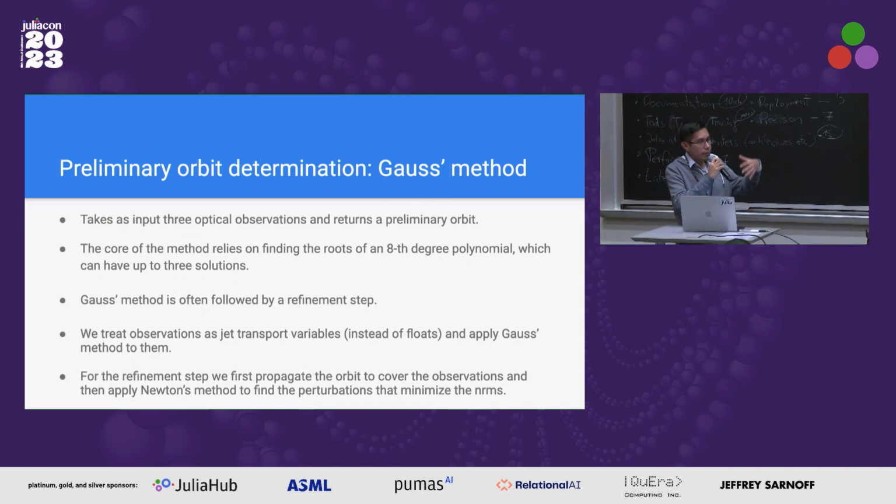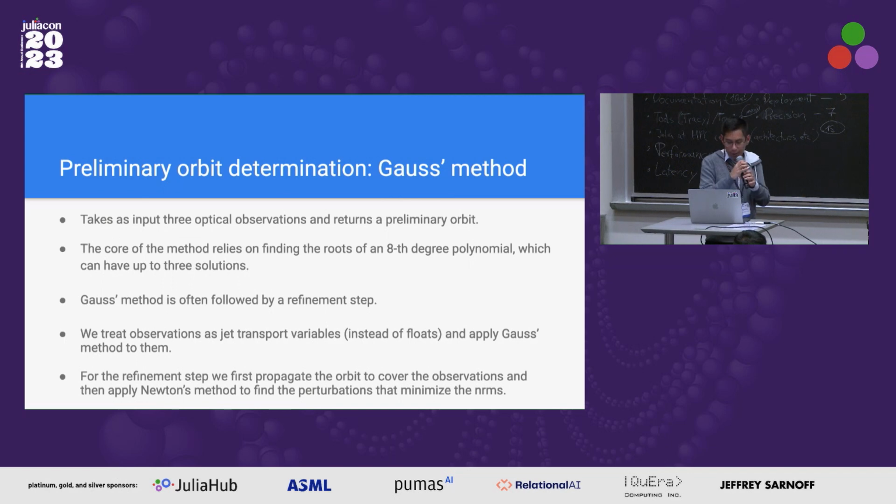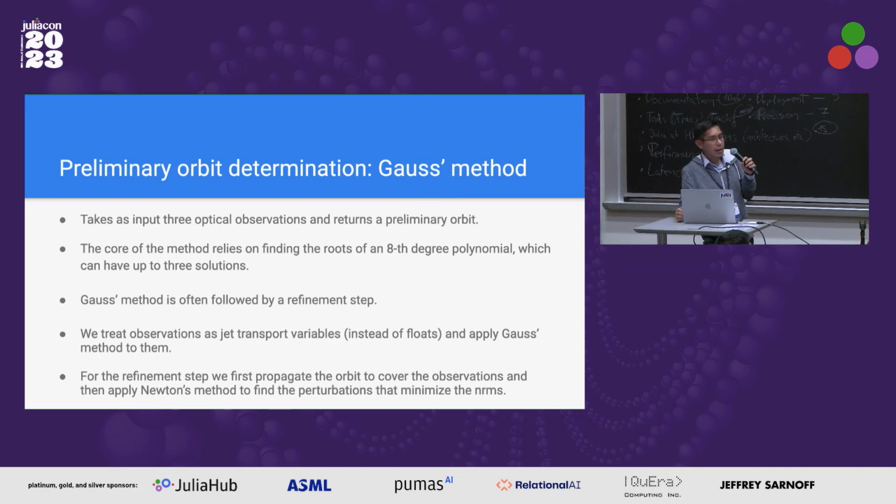Okay, so Apophis was kind of the motivating example to develop this package, but now we have two main objectives for the future. The first is what's called preliminary orbit determination, and that's being able to get an orbit directly from the observations. The most common way to do that is via Gauss method. That was developed by Gauss in the early 1800s to determine the orbit of Ceres. The method basically takes as input 3 optical observations and returns a preliminary orbit.